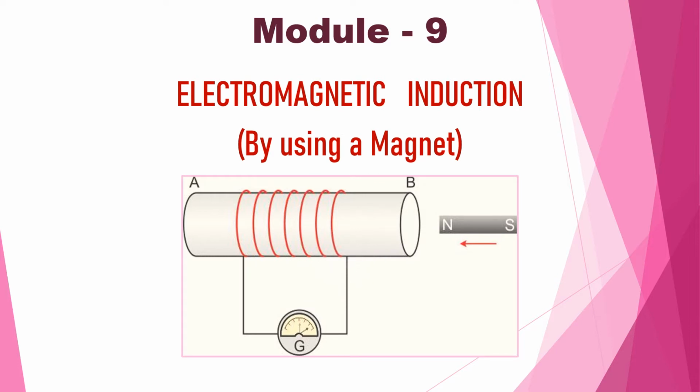Welcome to the ninth module of our chapter Magnetic Effects of Electric Current. Today we are going to discuss electromagnetic induction. We are going to learn the first method of electromagnetic induction, that is by using a magnet. So let's start our topic.